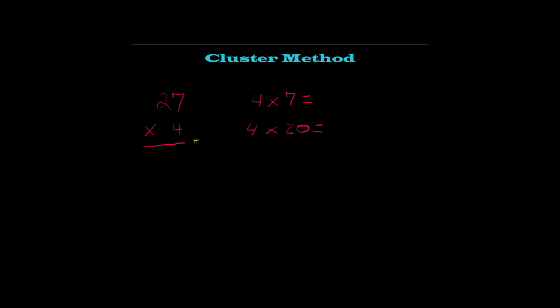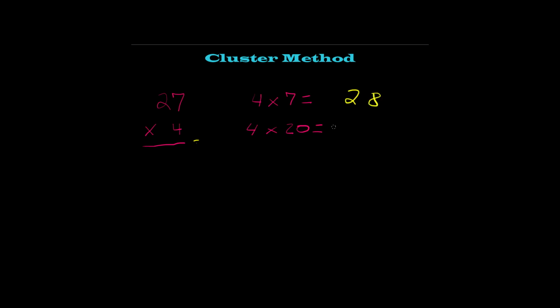So 27 times 4. In our normal algorithm, we'd go 4 times 7 and 4 times 2. Well, once again, we're using those powers of 10s from our first lesson. All we're going to do is take our 4 and multiply it by the 7 from 27, and then multiply 4 times the 20, or the 2, which represents 20. So that just breaks it down into a little bit of mental math. So this one, our answer would be 28.